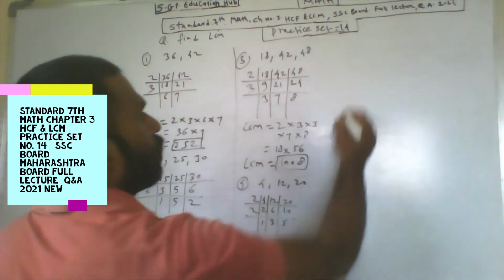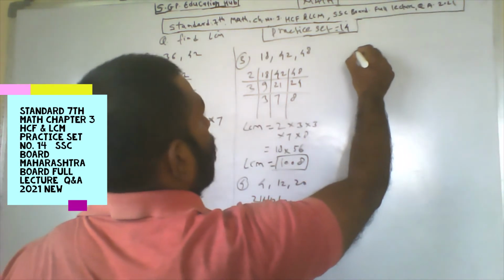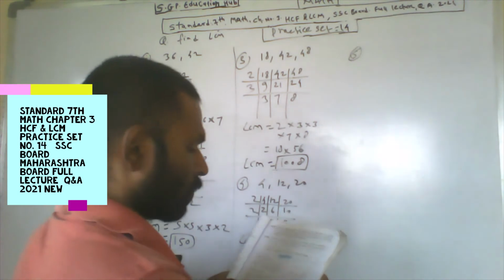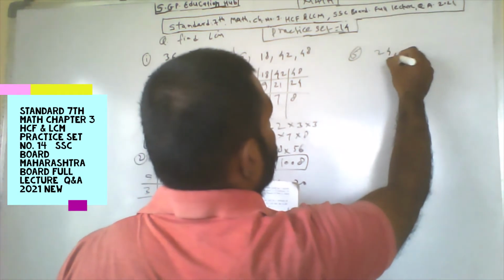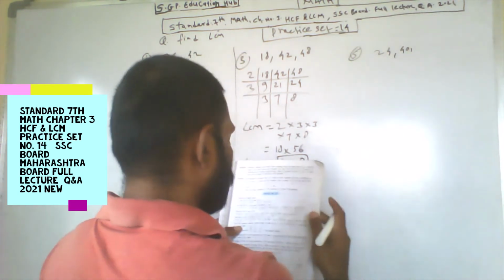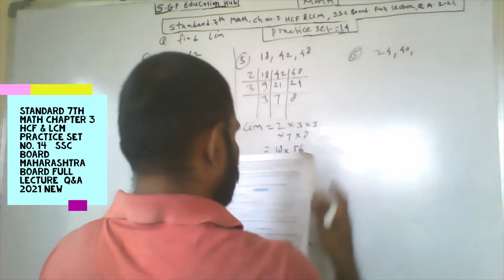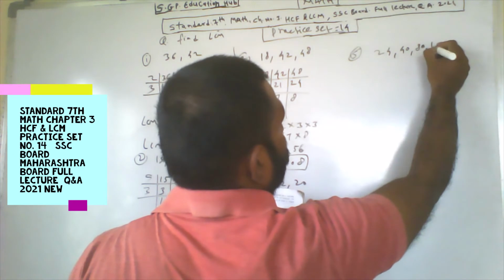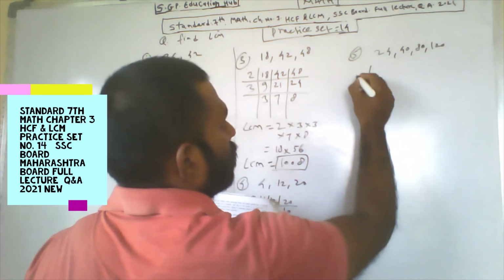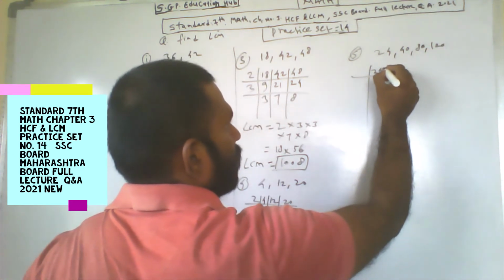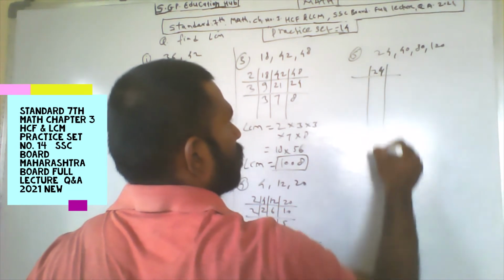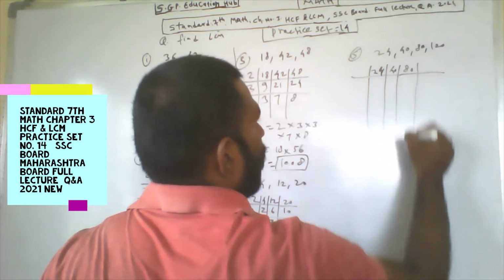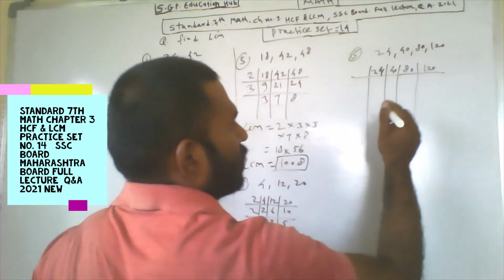Now the last number question of this question, the fifth number: 24, 40, 80 and 120. Four given numbers are there. All are even numbers.